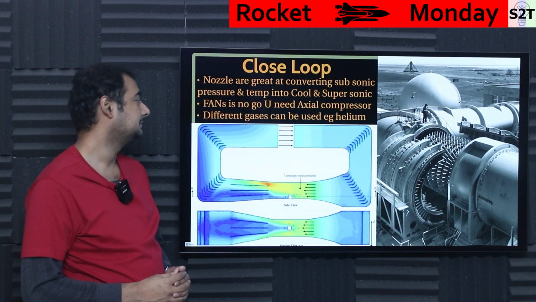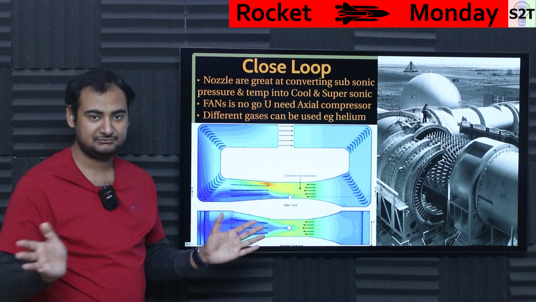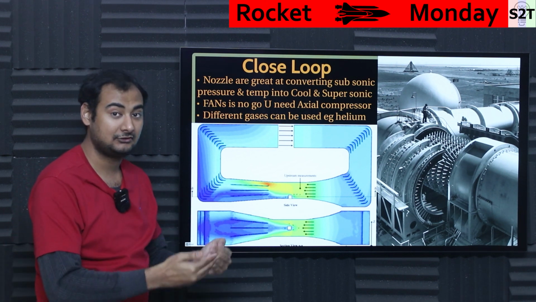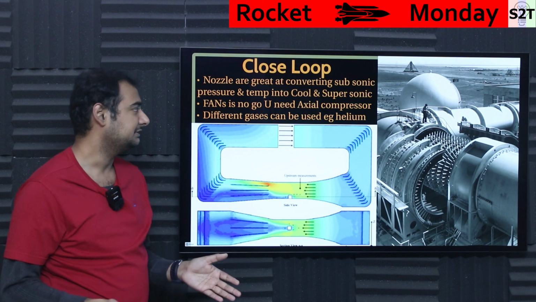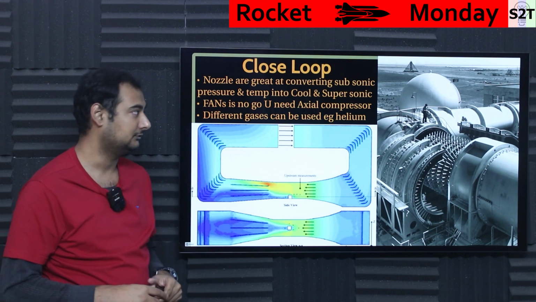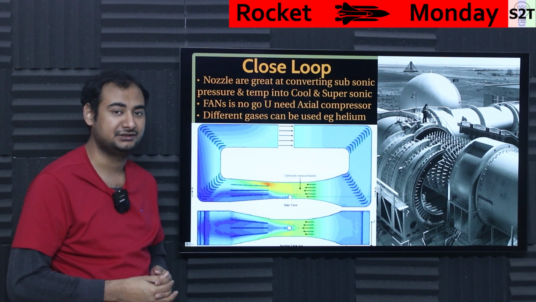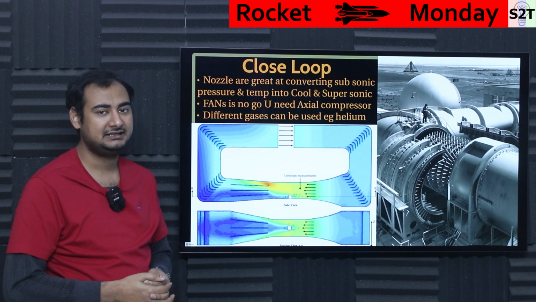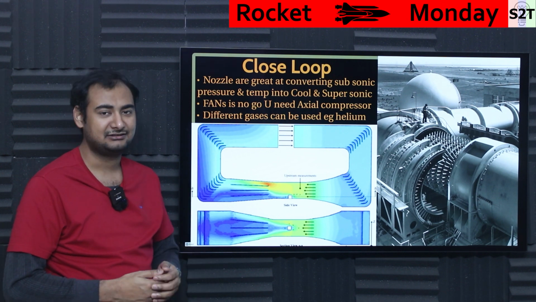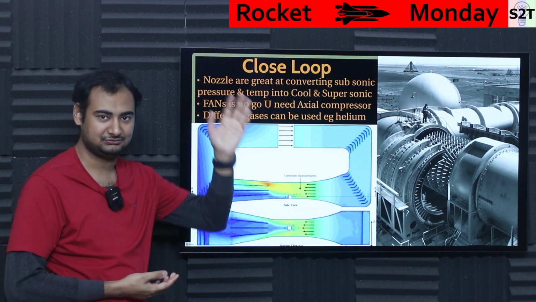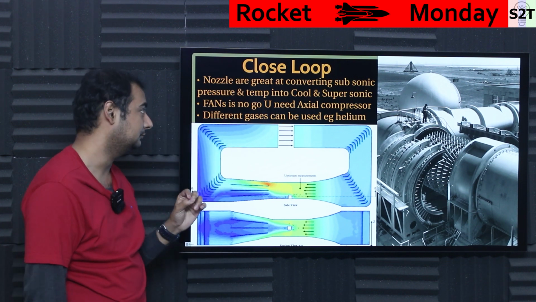Then we come to the closed loop. Now, with the closed loop, you have to understand, same thing: you have subsonic high pressure flow and you convert that into cool supersonic flow. And it's actually kind of desirable because at high altitudes, where we actually have supersonic vehicles and missiles and all that jazz, they actually experience cool air. So ironically, it does make sense. Be mindful that at a very high altitude, it's kind of cool air.